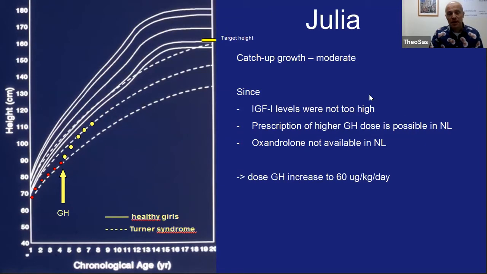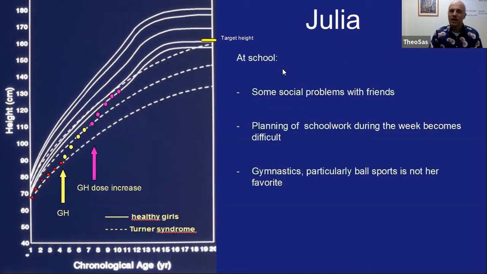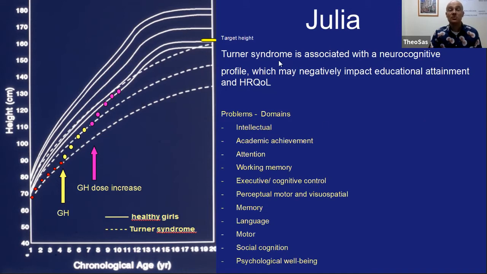So going back to Julia, we decided to give a higher dose, and you can see that she was growing well. But what I said before, there are other problems, and that's what we know. It's not only about hormones. There are also social problems with friends at school. She has problems with planning, schoolwork, and the gymnastics, particularly when they're doing ball sport, it's not her favorite. And that's what we know. We know that Turner syndrome is associated with a certain neurocognitive profile, and that can have a negative effect on several domains.